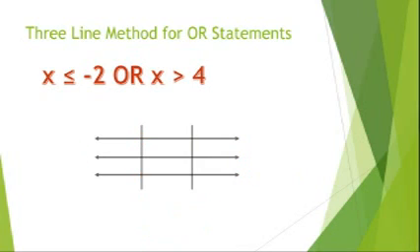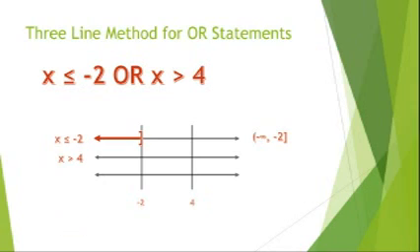All right, in our last OR example, we're going to take a look at x less than or equal to negative 2 or x greater than 4. Again, after we number our lines, we'll look at our first inequality. This one has x less than or equal to negative 2, so negative 2 is included. We're going to use the bracket, and we're going to shade everything to the left. This is going to be all the points from negative infinity to negative 2, including the point negative 2.